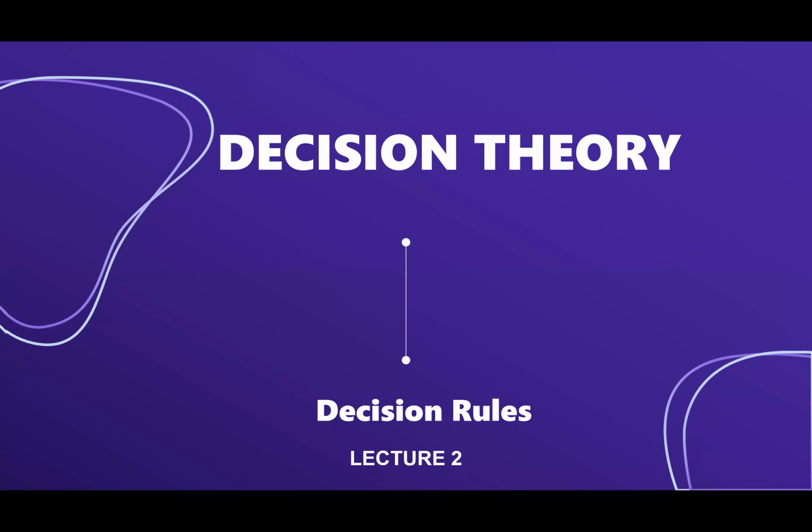It's a continuation from where we stopped. Last time we had a discussion on decision theory, looked at the introduction, and also looked at the approaches and risk. So decision rules are approaches that can be used if you are facing uncertainty. If you're facing uncertainty, these are going to be the techniques you're going to use as a decision maker.